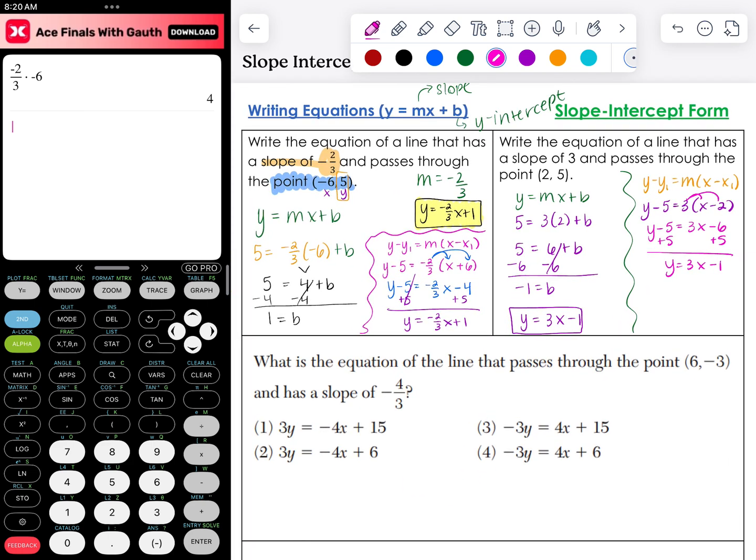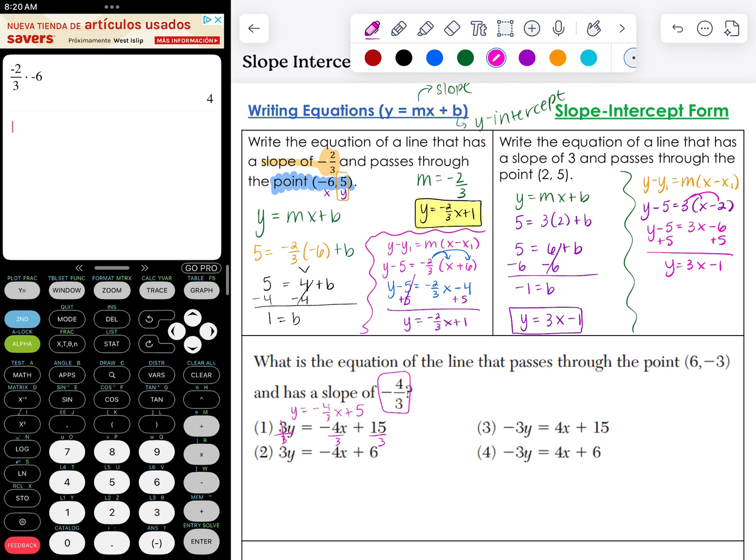What is the equation of a line that passes through the point 6, negative 3, and has a slope of negative 4/3? Okay, so the goal would be to get y by itself in all of these, right? So for example, in choice 1, I want to divide by 3 for all of these. So now I'm left with y equals negative 4/3 x plus 5. Okay, and so I want a slope of negative 4/3. So that's looking good so far for choice 1.